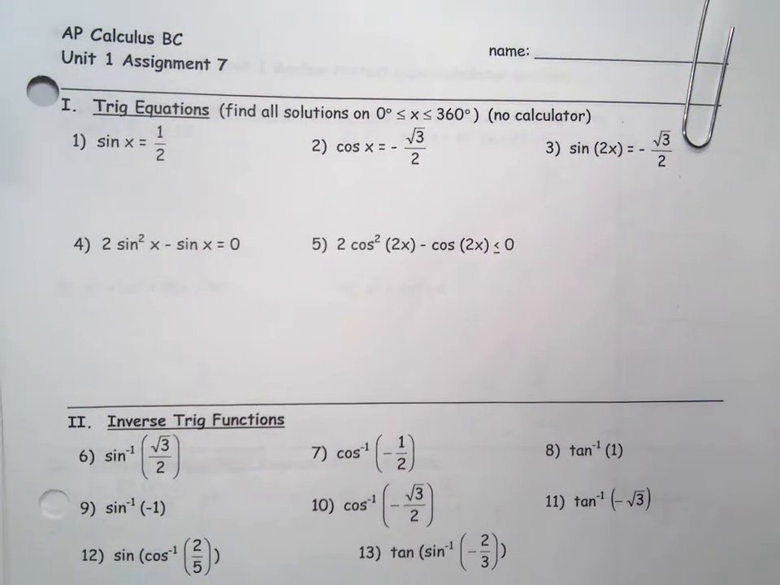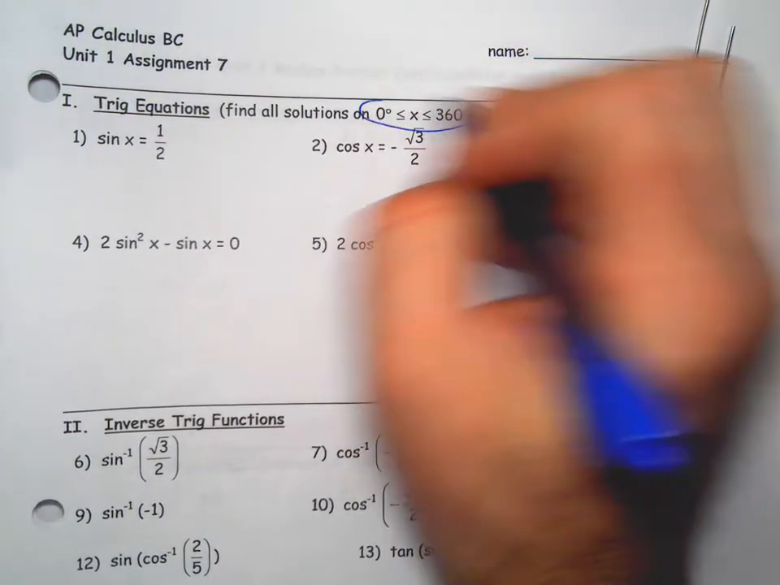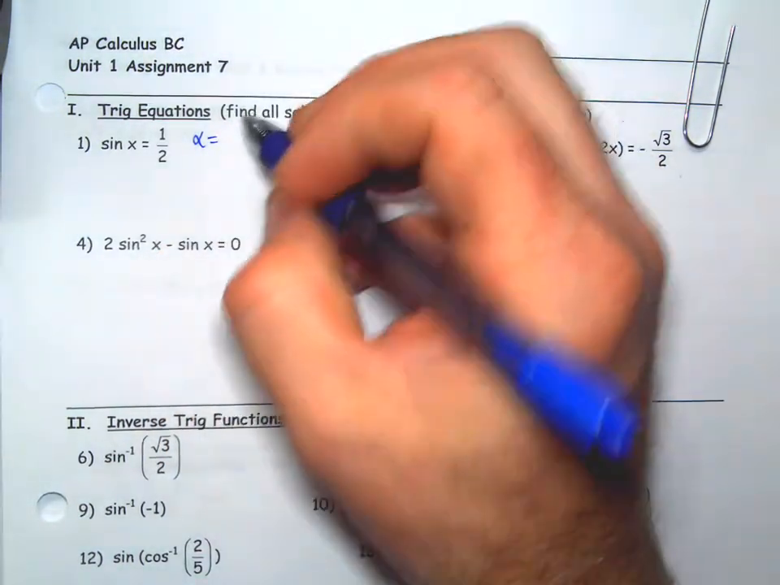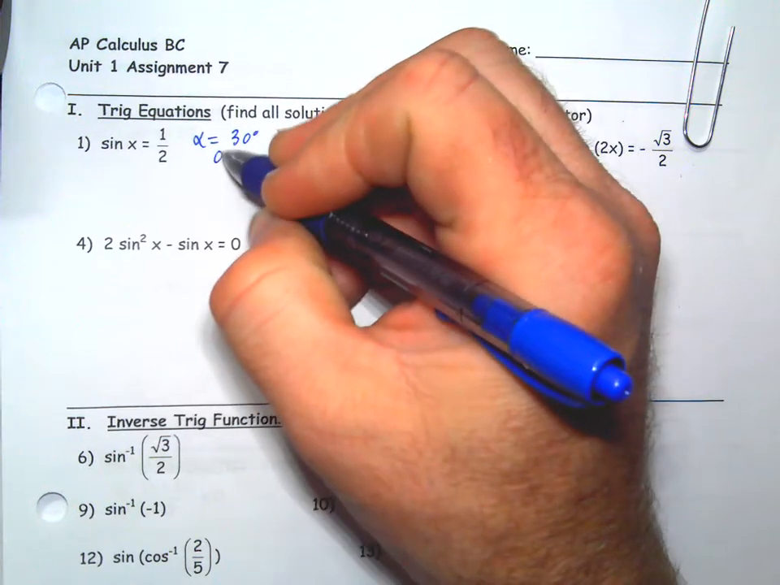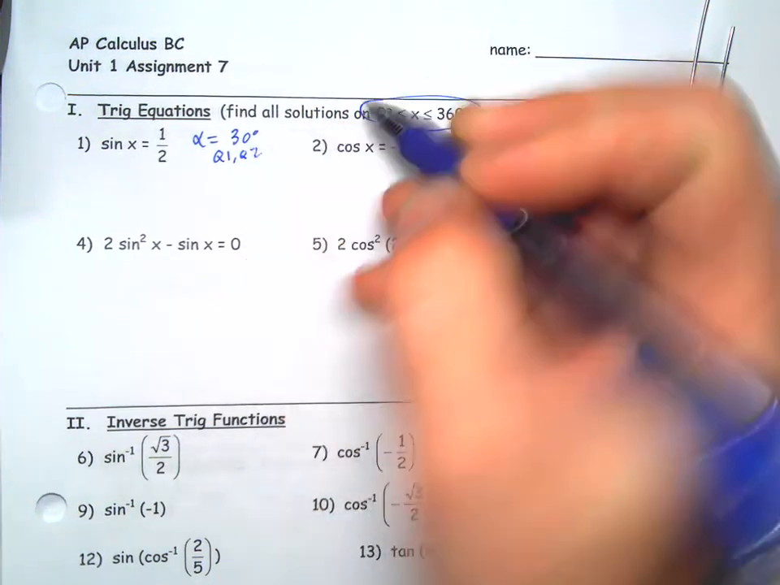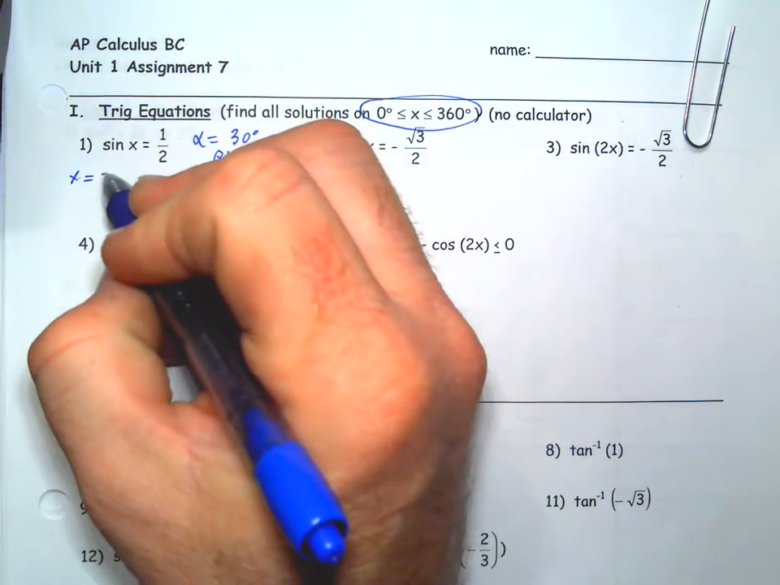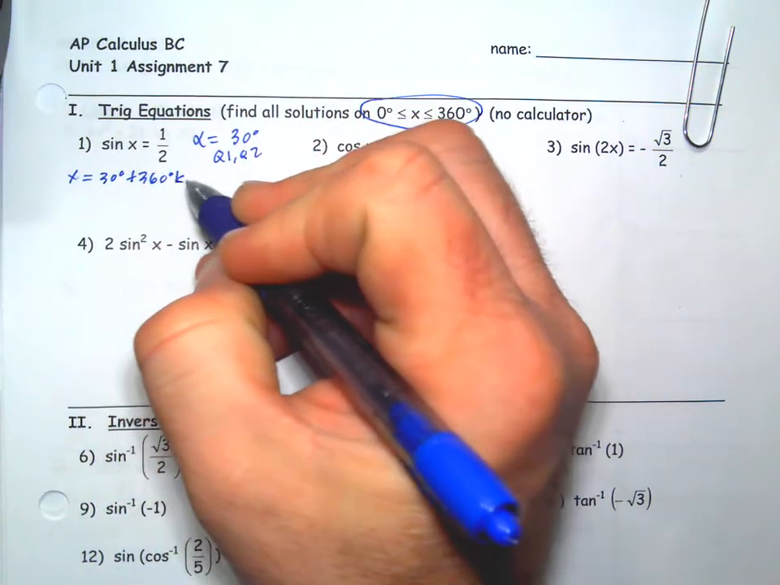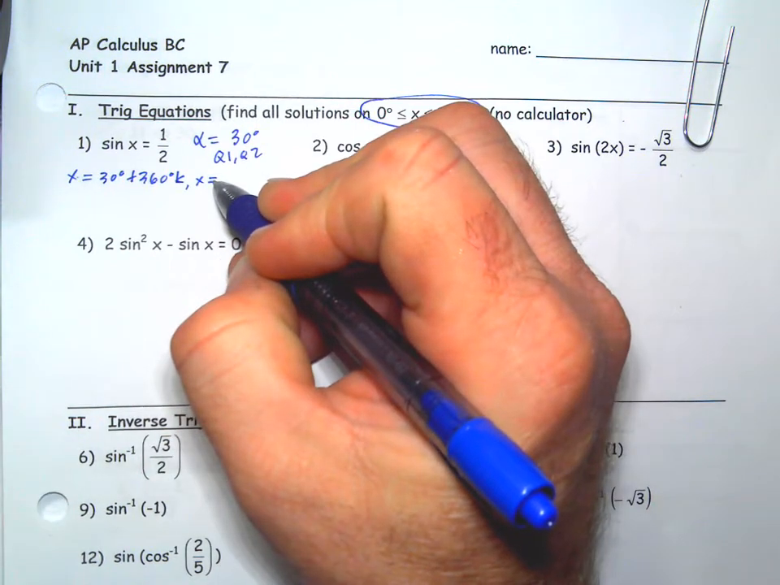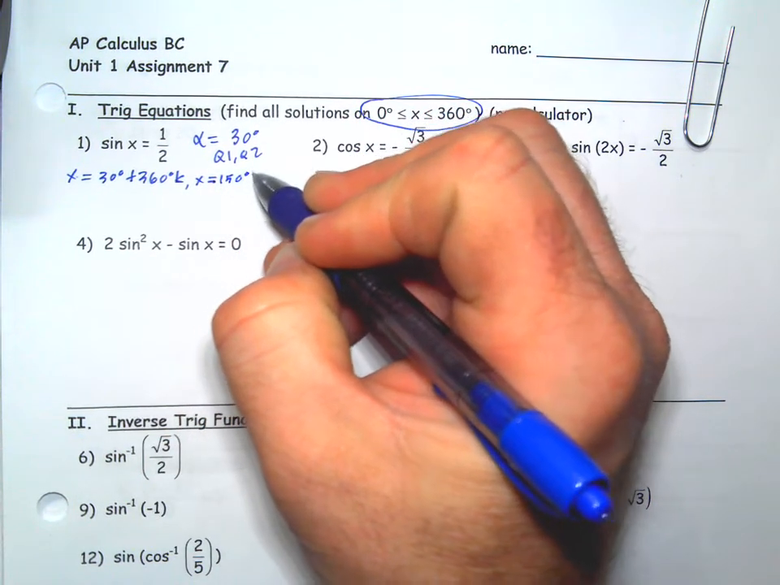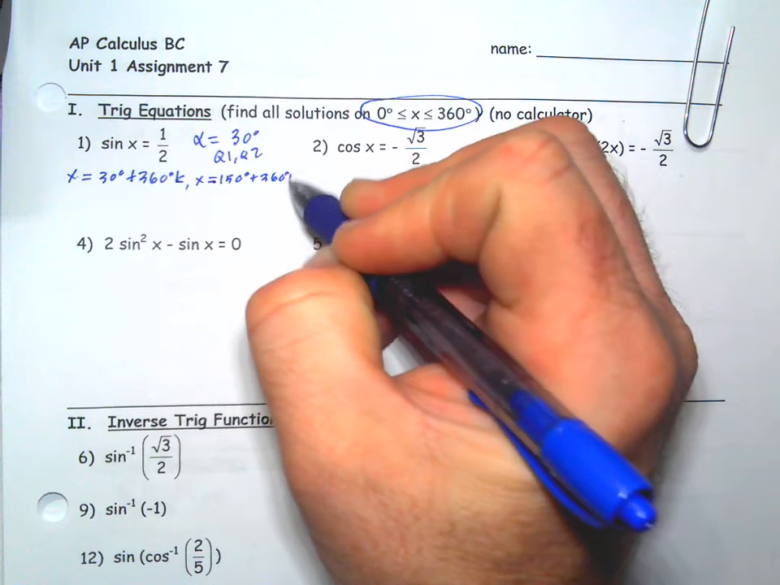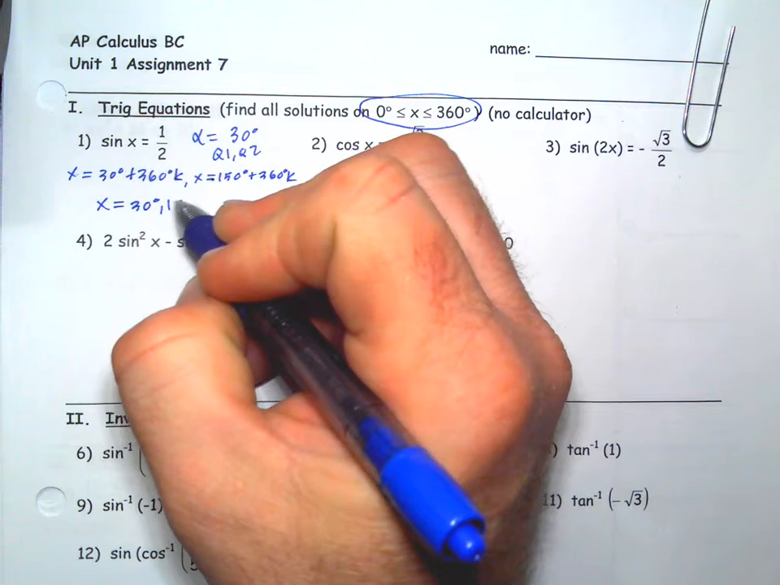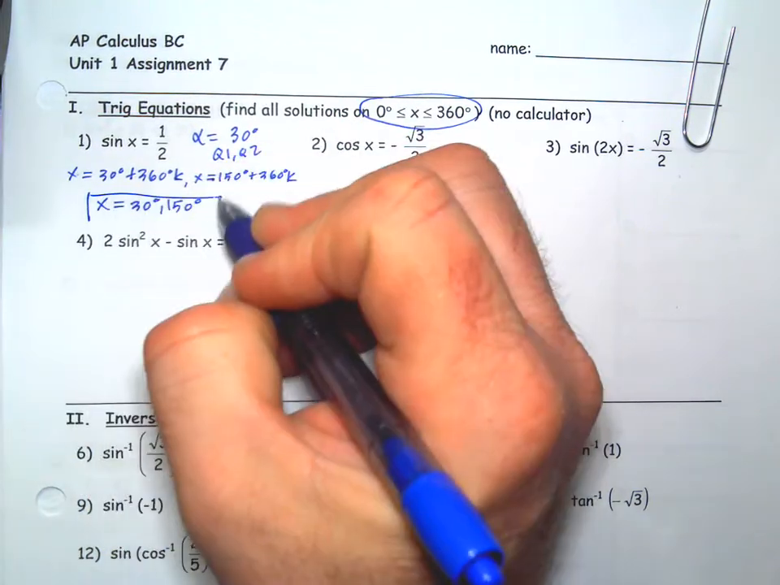Okay, so first ones are just trig equations without a calculator. I guess we're just going to do degrees, reference angle. When does sine equal 1/2? That first angle is 30 degrees. When is it positive? Quadrants 1 and 2. So x equals 30 degrees plus 360k, and x equals 180 minus alpha, 150 plus 360 degrees k. So the answers from 0 to 360 are just going to be 30 and 150. So this is the kind of work I would show.